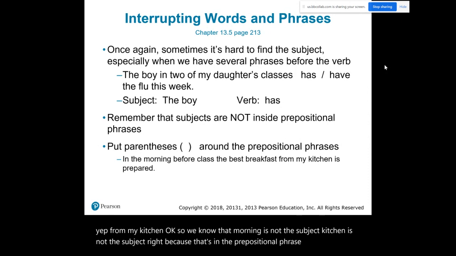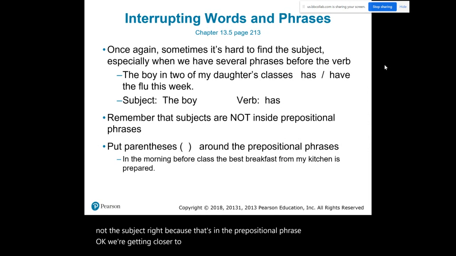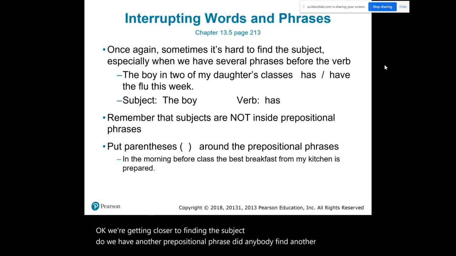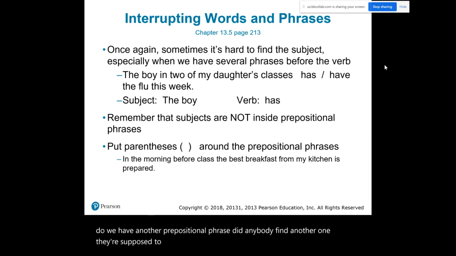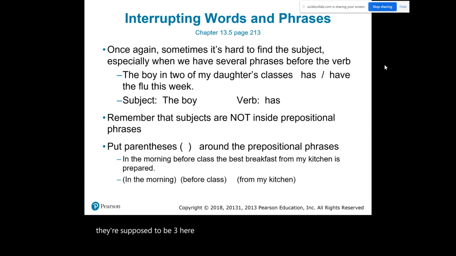Okay, we're getting closer to finding the subject. Do we have another prepositional phrase? Did anybody find another one? There's supposed to be 3 here. It's before class. Yep, before class. Before class is a prepositional phrase.